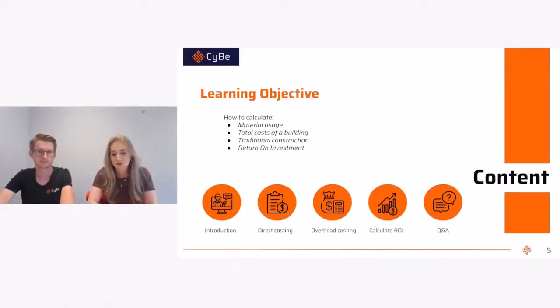As mentioned before, at Siebe we want to spread our knowledge on 3D concrete printing around the world. Therefore, today's learning objective is divided into the following parts on how to calculate the material usage, total cost of a building, traditional construction, and the return on investment. All these elements together will allow you to create a solid business case for your company to see what the numbers of 3D concrete printing of a house would be for your company in your country.